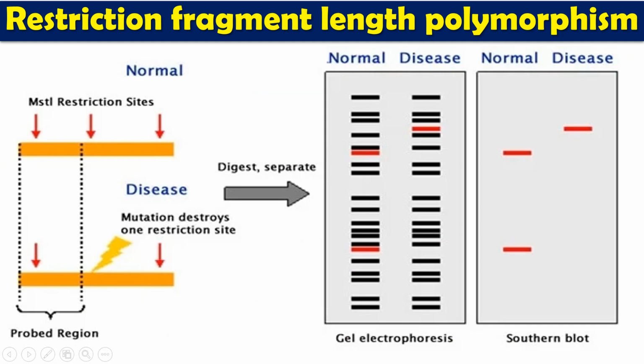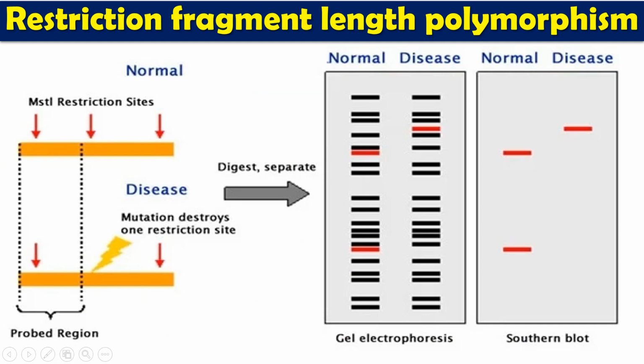But when this diseased, abnormal, mutated DNA is spliced with these restriction enzymes, it will give you one fragment, this one, because it will be digested from here, and the second piece will be this one, and the third fragment will be this one. After this splicing, you are going to do the gel electrophoresis.